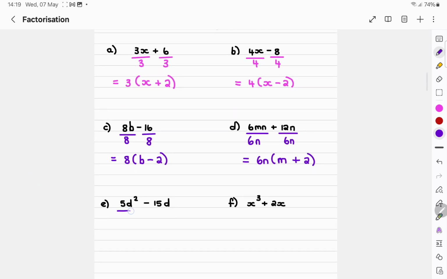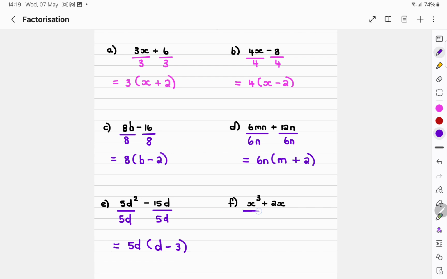Then the last one, again, I can squeeze out a 5, but they also both have a d. So this one has got 2 d's, but when there are variables, and the base is the same, you take the one with the lowest exponent. All right, and that is what I take out. So what is left? Only a d, and 15 divided by 5 is 3.